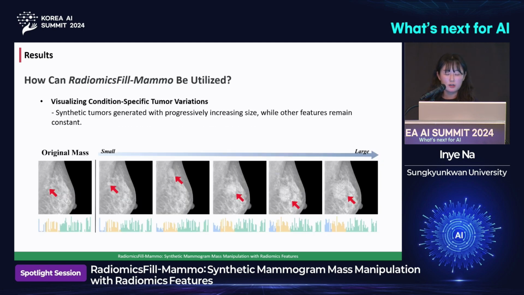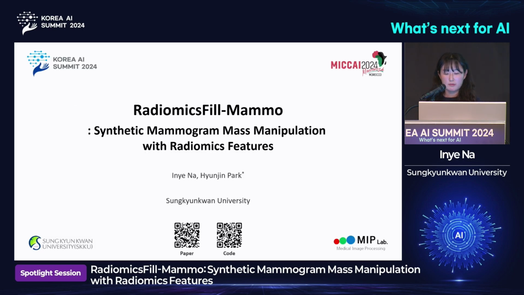Lastly, we visually confirmed condition-specific tumor variations. By fixing histogram and texture features and only adjusting shape features, we generated masses of various sizes from small to large. Due to the limited time for this presentation, I focus only on the key results.